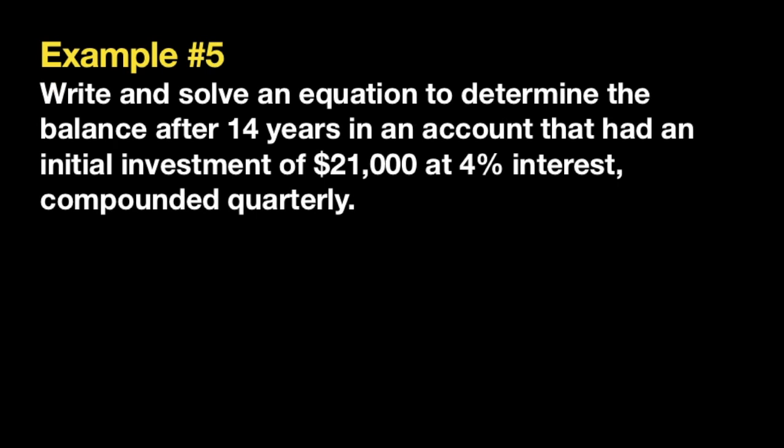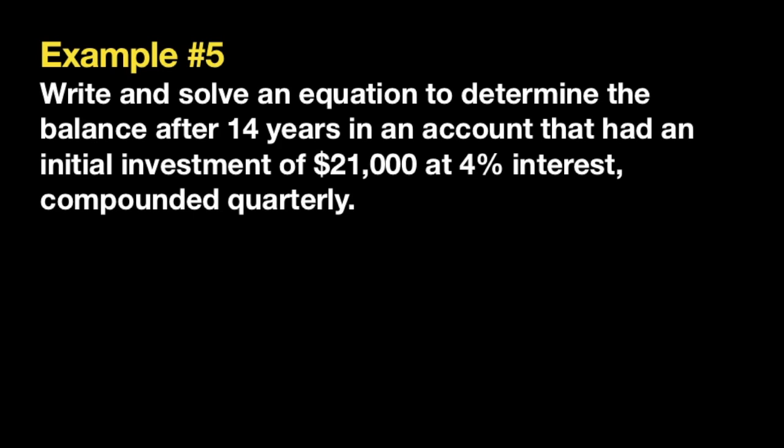So in this one, we have an exponential growth problem. We have the time that is going to be 14 years. We have your initial amount. We have your interest. But the thing that changes is that it's compounded quarterly. So in every single year, we're going to multiply it by 4.